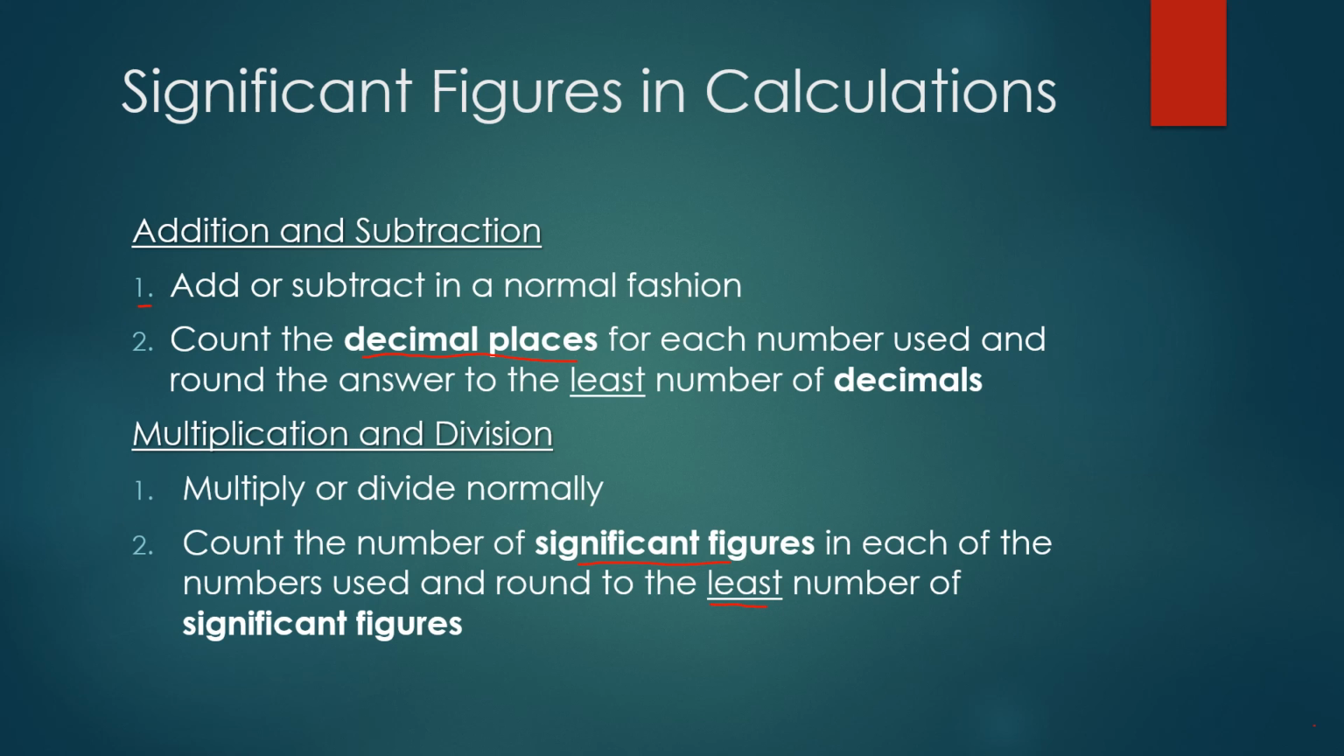So the difference between the two is addition and subtraction is just after the decimal place. Multiplication and division are significant figures as a whole. The thing they have in common is that you are picking the least number or the smallest number for each.